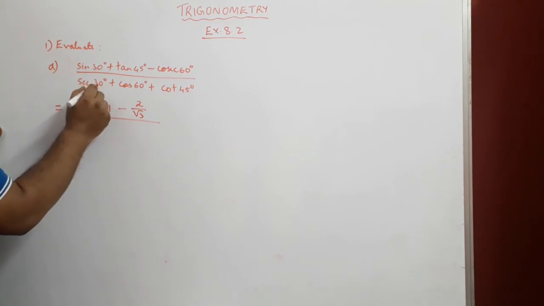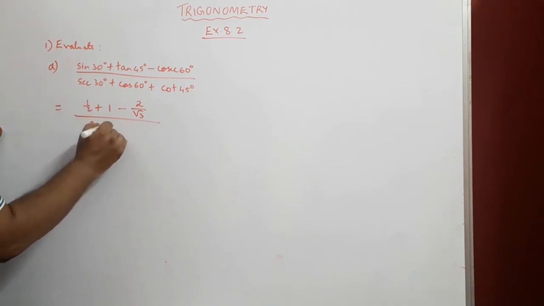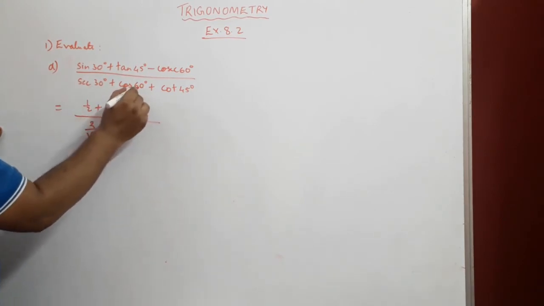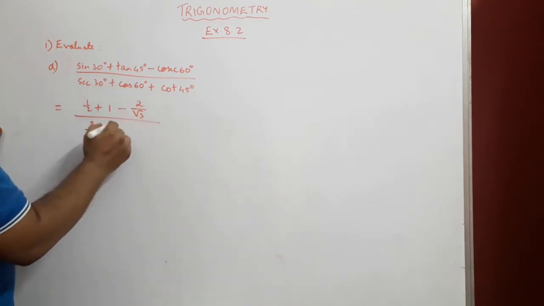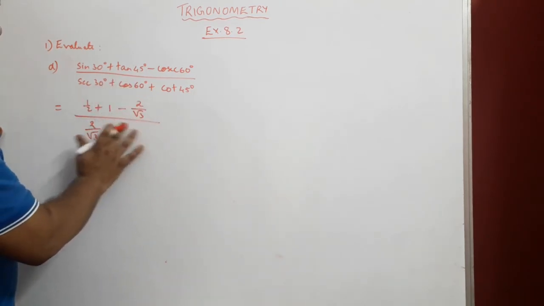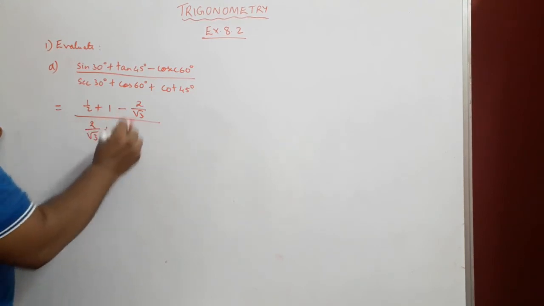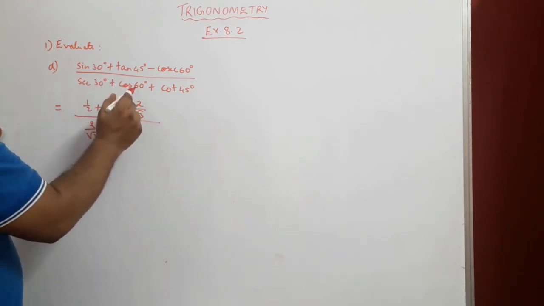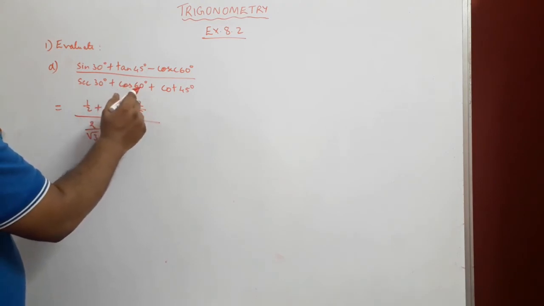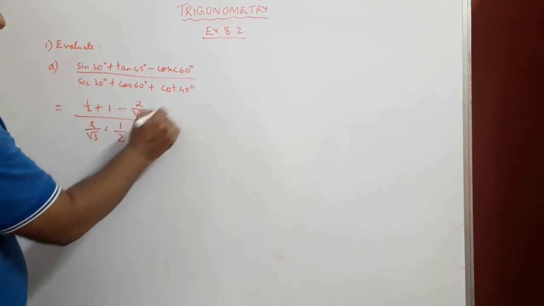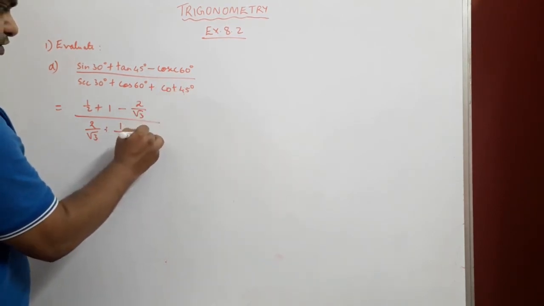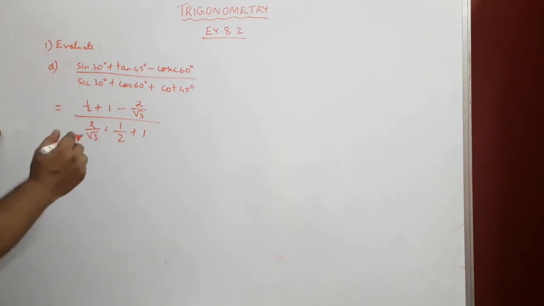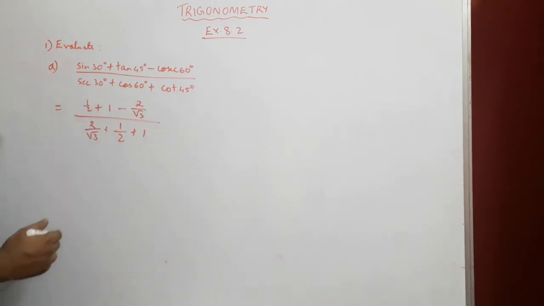What is cos 30 degrees? Cos 30 degrees is root 3 upon 2 and sec is the reciprocal of that, which means it is 2 upon root 3 plus cos 60 degrees. What is cos 60 degrees? Cos 60 degrees is half, because sine of 60 degrees is root 3 upon 2, cos of 60 degrees is half, plus cot 45. Cot 45 is also 1, same as tan 45. Tan 45 is 1, reciprocal is also 1.